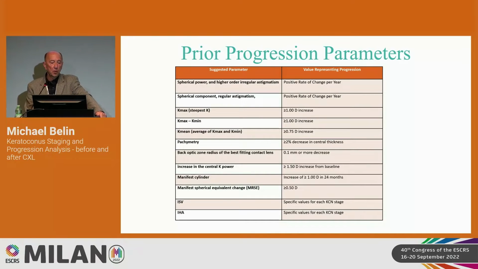But if we look at all the prior parameters, and if you look at this long list, let's see if my pointer works. Yeah, it's showing up on the screen. Other than pachymetry, every single one of these parameters is an anterior surface parameter, which again means that you're going to have a change in visual function, visual performance, before you document progression. That's not what we really want. We want to be able to pick up disease early. We want to be able to know when and if the disease is changing as early as possible.